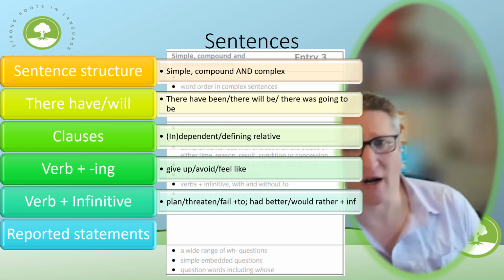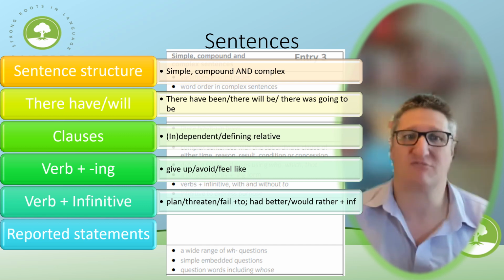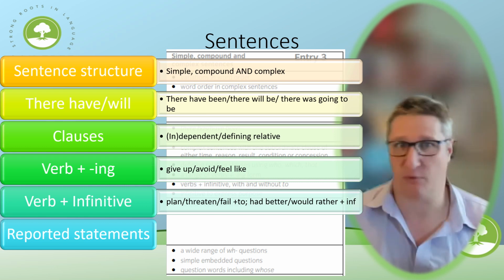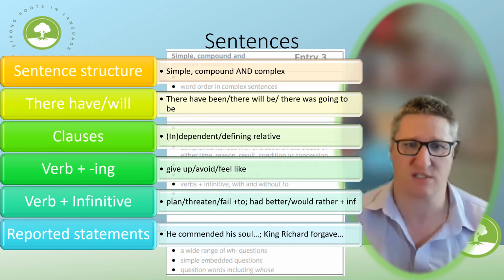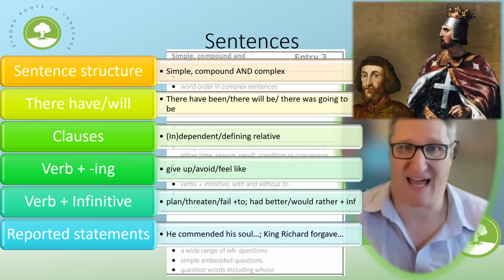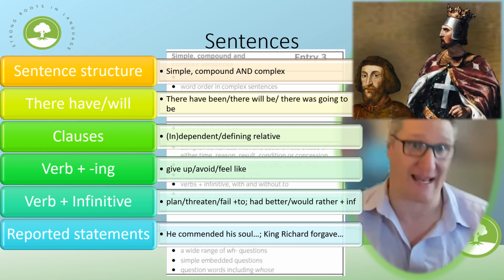Next, in this very long list of grammar terms, we come to reported statements. This is where someone says something and you report it back, not necessarily using the same words. For example, King John of Robin Hood and Magna Carta fame said famous last words, "To God and St. Wulfstan I commend my body and soul." We could report this as King John said that he commended his body and soul to God and St. Wulfstan of Worcester.